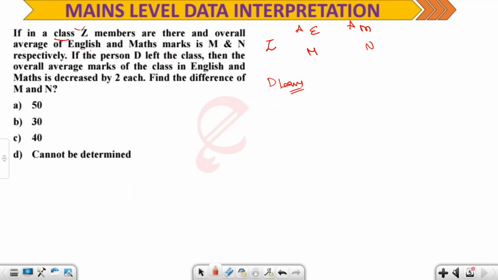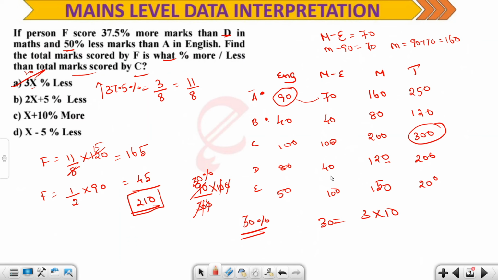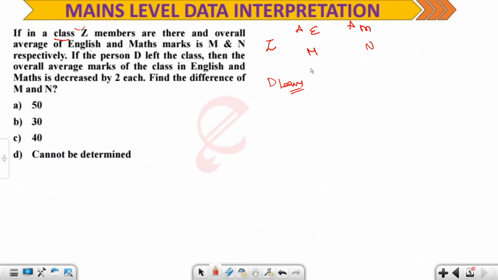Okay, so D leaves. Okay, D leaves in the sense English 80, Max 120. Find the difference of M and N. Okay, we need to find what is the difference of these two values M and N. Okay, so now you already know. So Z members, if one member is leaving, it will become Z minus 1. Okay, what is the average mark of class in English?